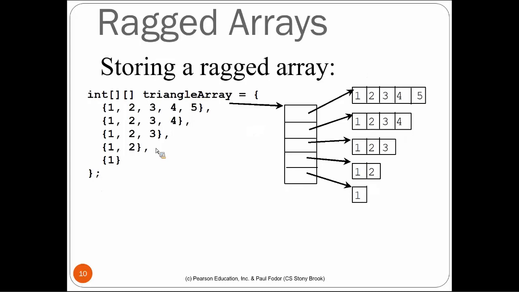So how is it stored internally? We can see that internally they are stored as pointers. The triangle array is a reference to an array of 5 references in this case. Each reference is a reference to a different array, and internally in memory, they are actually stored as different rows. And we can see that through an example.